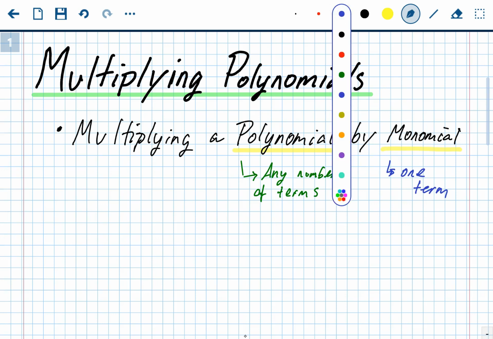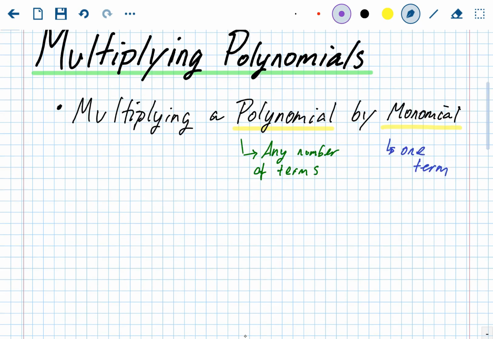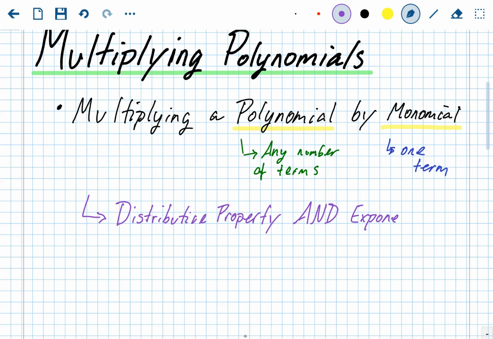How we do that is easy. It's using two things we've already done. So when you're multiplying a polynomial by a monomial, you're going to be using two properties that we've talked about. We're going to be using the distributive property, which we've done very early in the year and have used throughout. And we're going to be using exponent properties, which we did in the last unit. Now, there are several exponent properties that we did. We're mostly going to stick with the first few, which was what happens when you're multiplying the same base together. So again, multiplying a polynomial by a monomial, any number of terms times one term, using the distributive and the exponent properties.